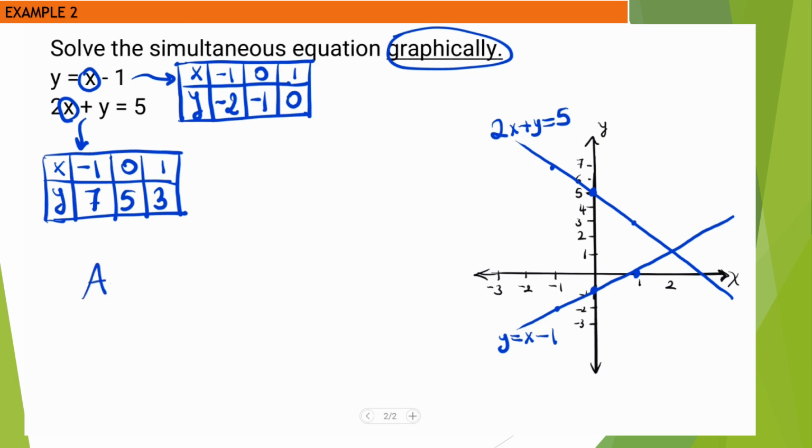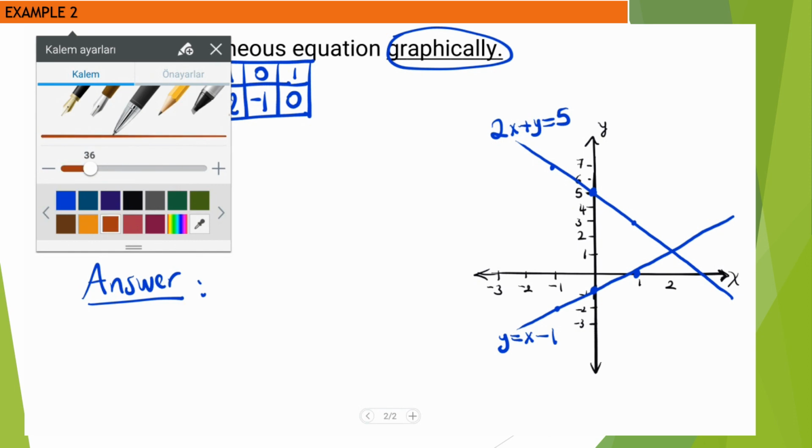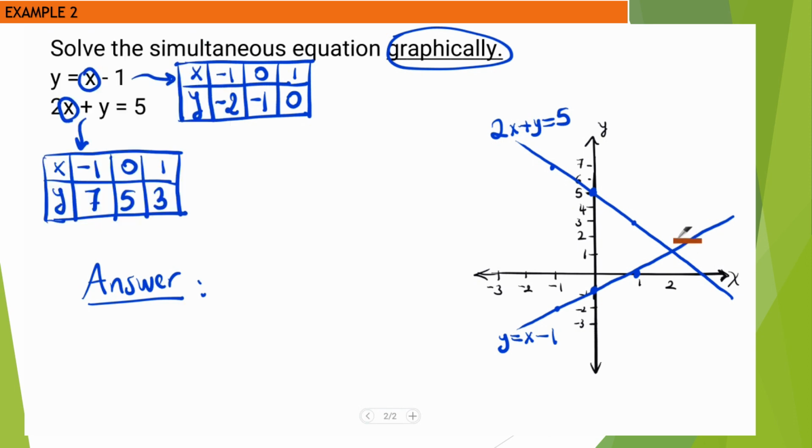And your answer is in the coordinate plane where they meet. Let's change our color to show you the place where they meet. Here it is. So this is the point where they intersect. So the point is 2, 1. So the x value is 2, the y value is 1. So our answer is x equals 2, y equals 1.